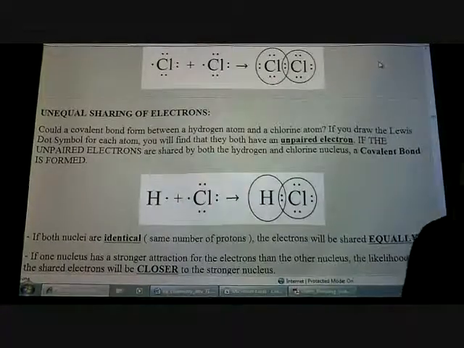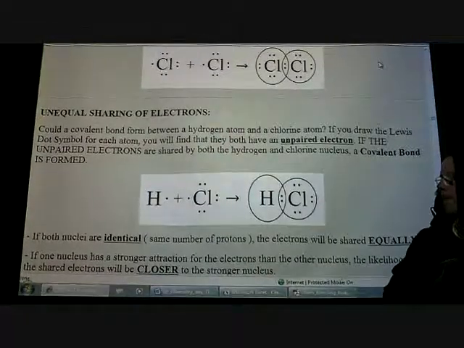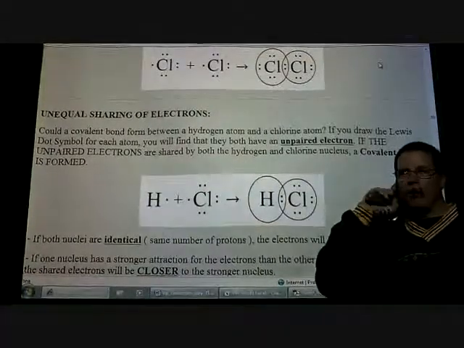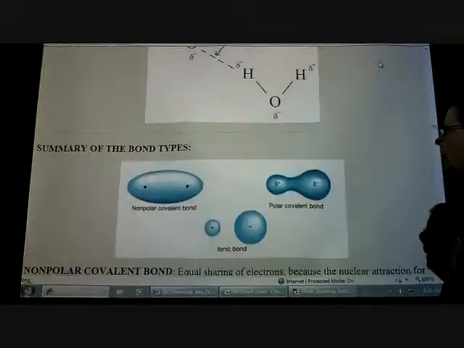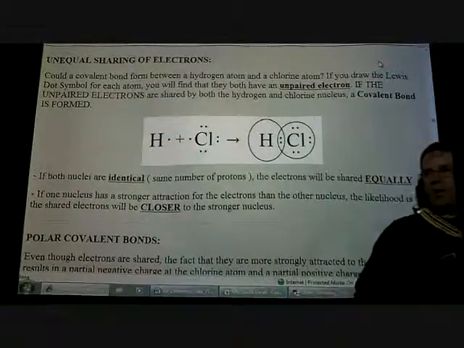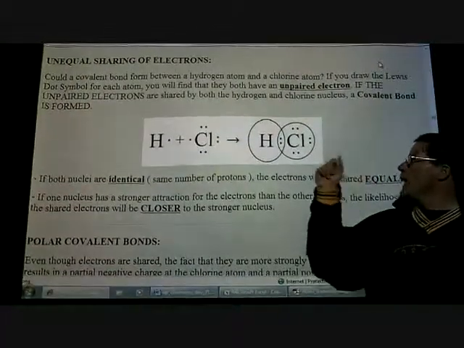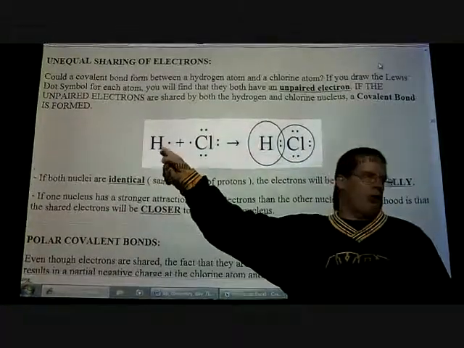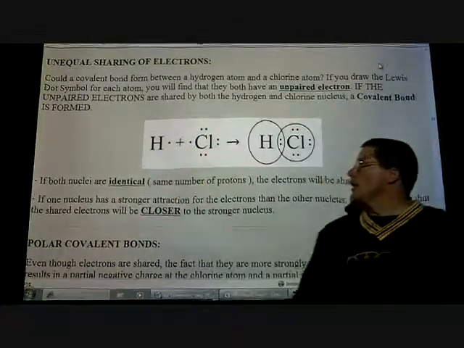Unequal sharing of electrons. I don't know if you have this table in your notes. Is there an electronegativity table? No, that's a diagram. Let me see if I gave you a table. I didn't give it to you, but I'll make sure that you have it, or we talk about it a little bit later on. We're going to find out, maybe not today, but a little farther down the road, that chlorine has a greater desire for hydrogen's electron than hydrogen has for chlorine's electron. And we'll talk about that a little bit later on.